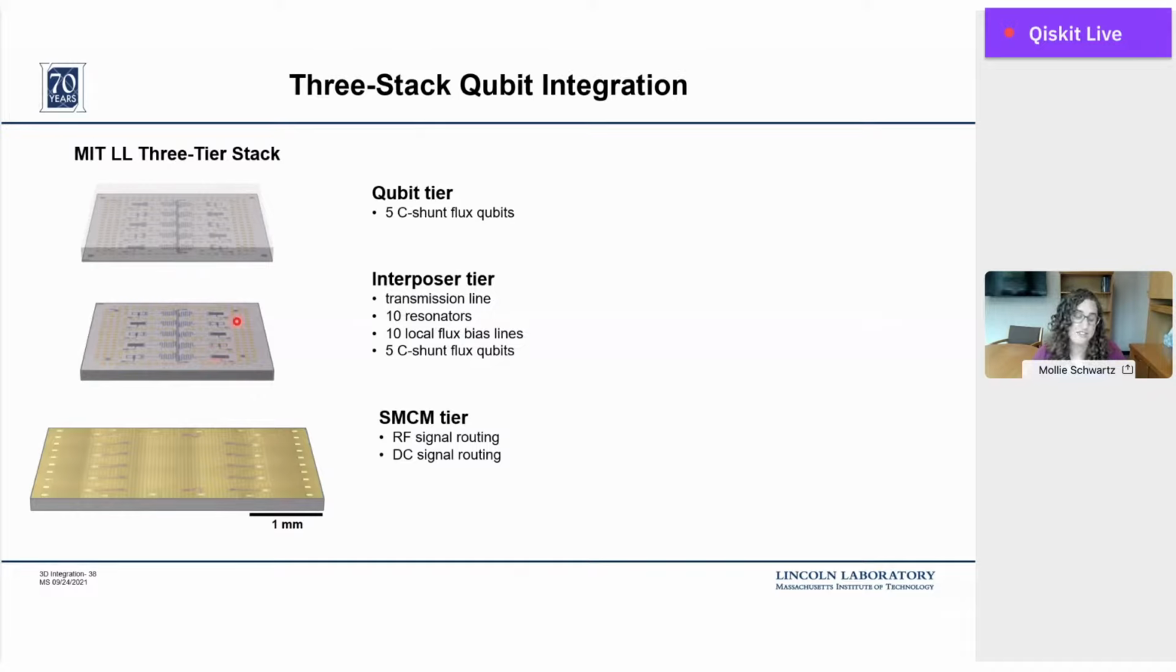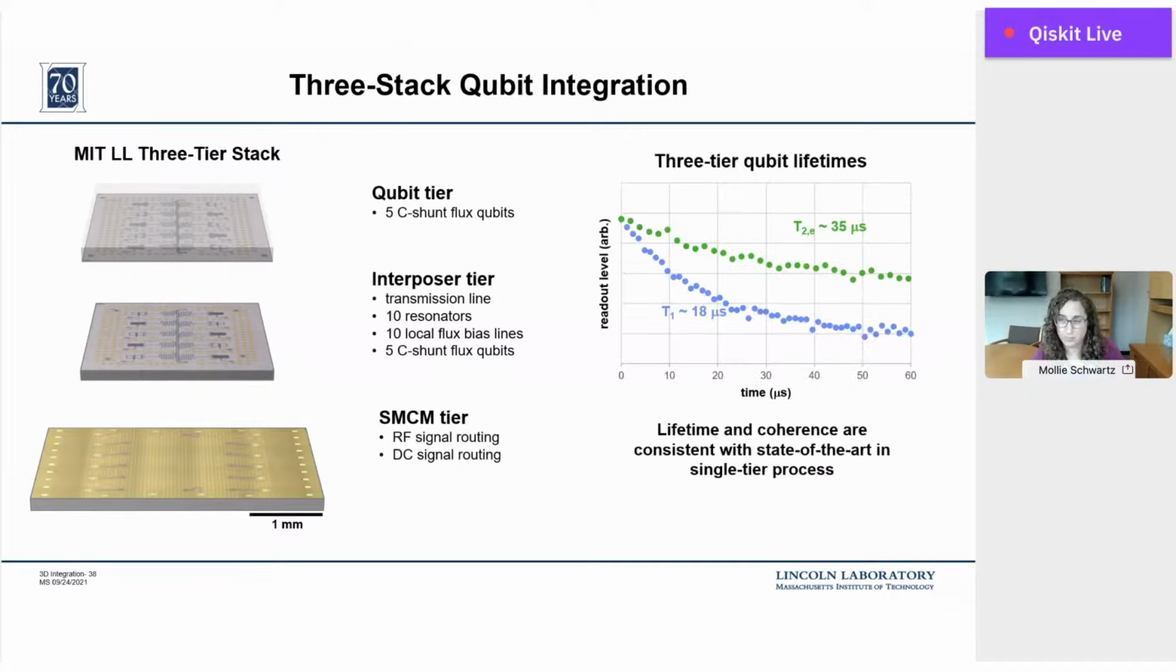Again, highlighting that we can actually put qubits on the interposer. And then on the qubit tier, we have a set of an additional 5 flux qubits. And we smash these all together. We do our 3-tier bump bonding, and our early results say that this works. So we measured T1s on the order of 20 microseconds, T2 on the order of 35 microseconds. Again, these are flux qubits, and this is our first attempt at this experiment.